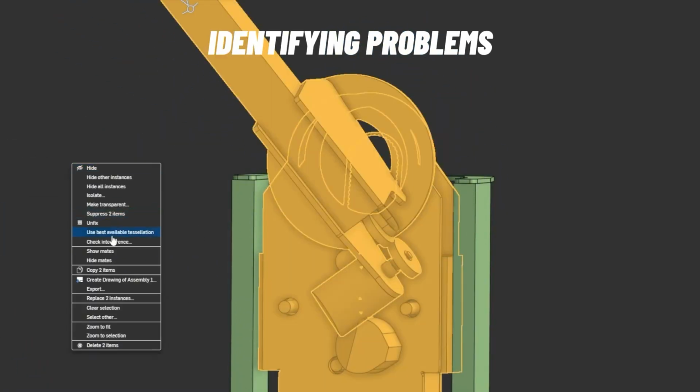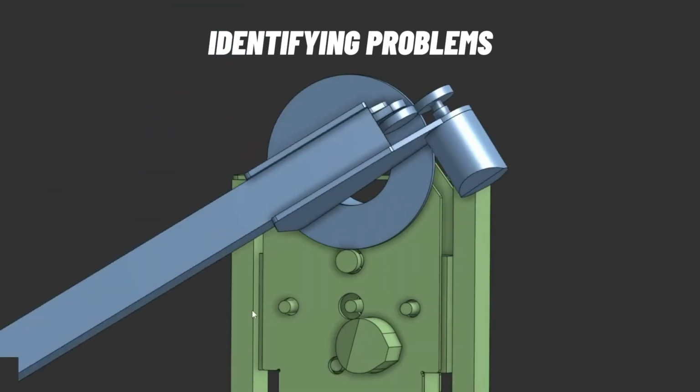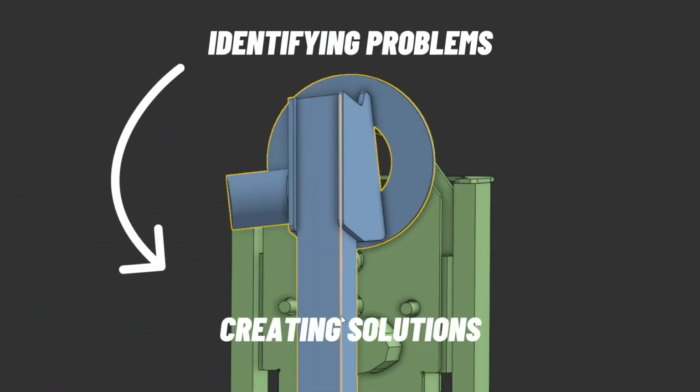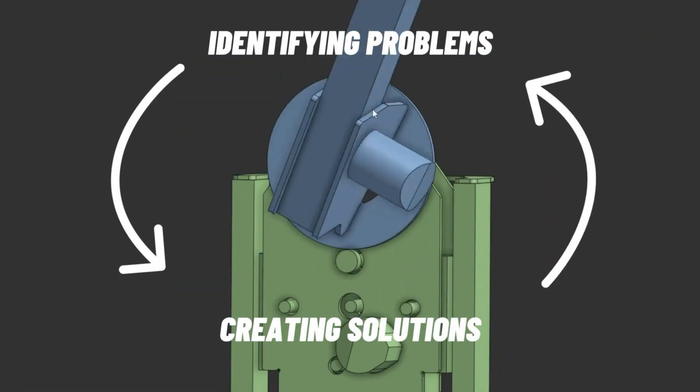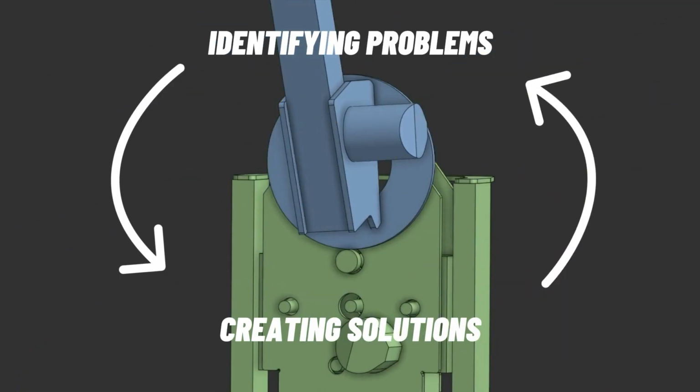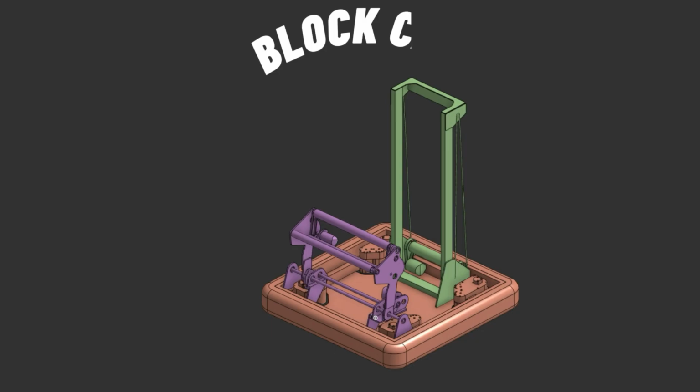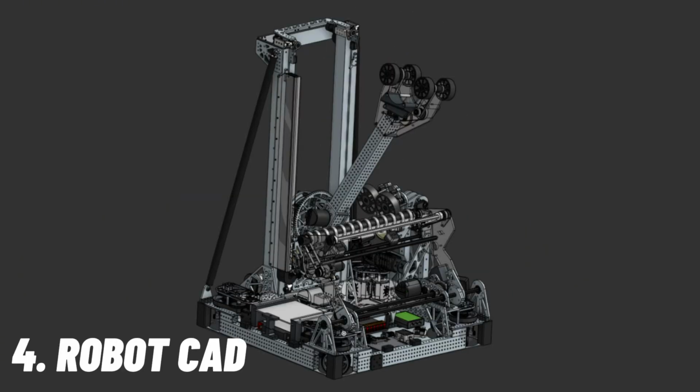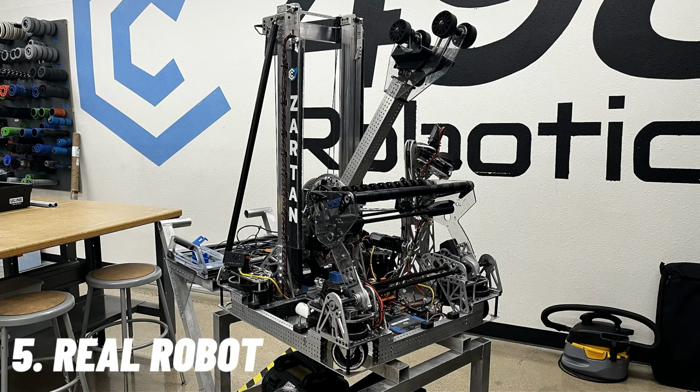The key difference from normal CAD is speed. We define problems early on and solve them immediately. This is just a high-level overview of this phase. I'll dive deeper into specific design decisions and why we made them in the next couple of steps. Step 4 and 5, Robot CAD to Real Robot.